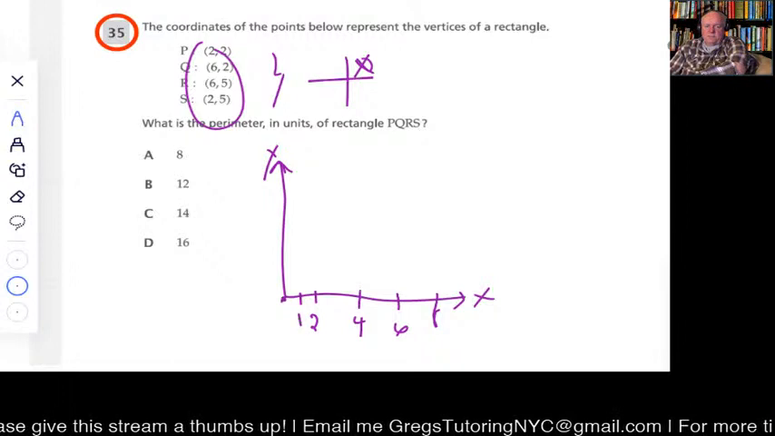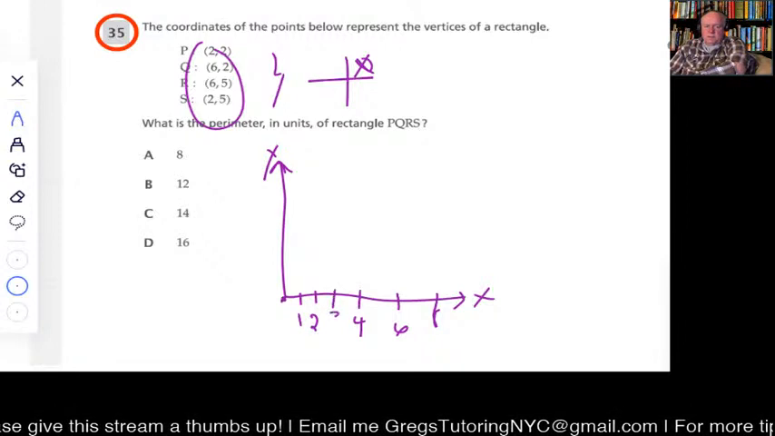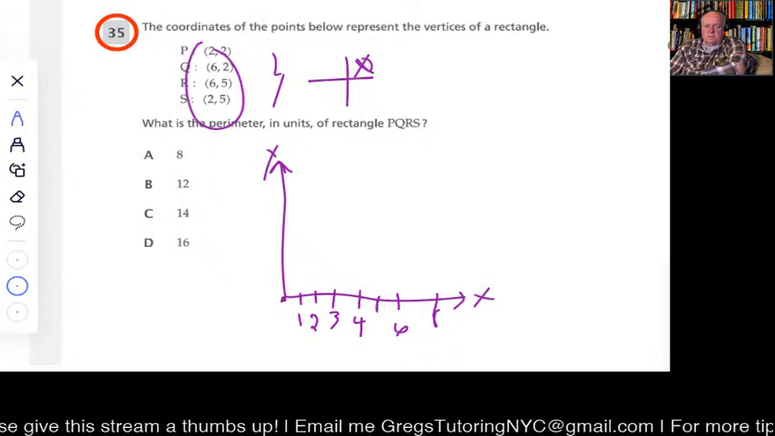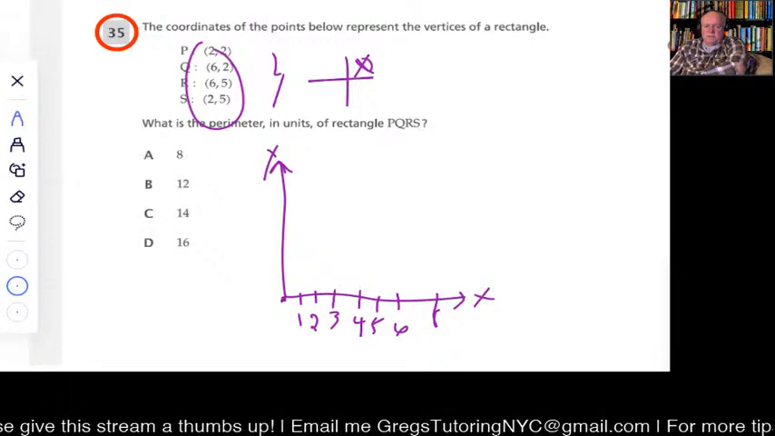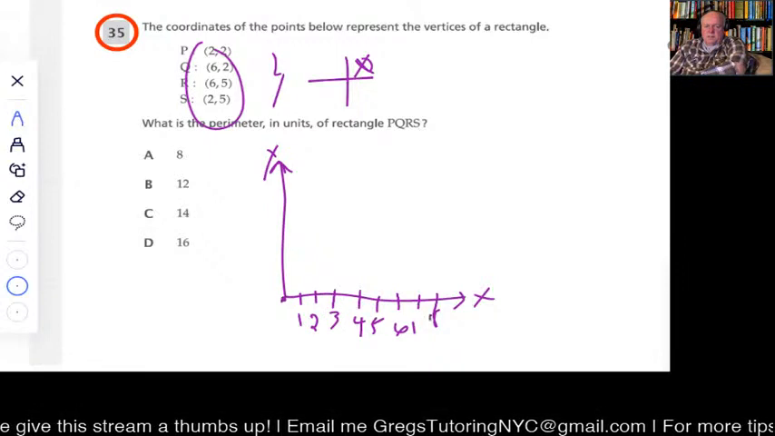Half of that is 3. Half of this is 5. Half of that's 7. And that's back to our 8.